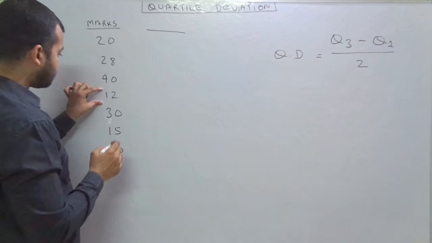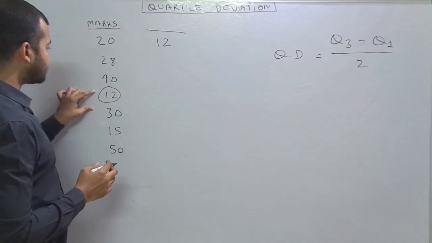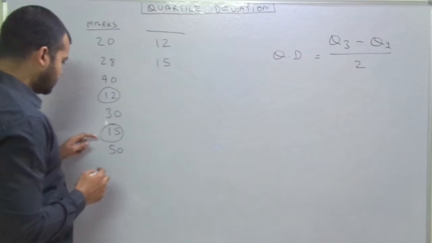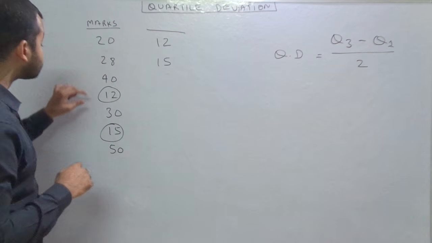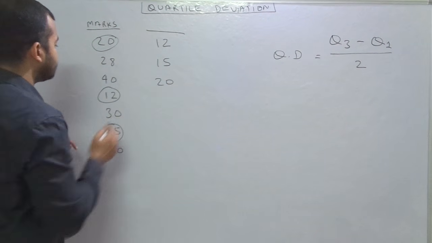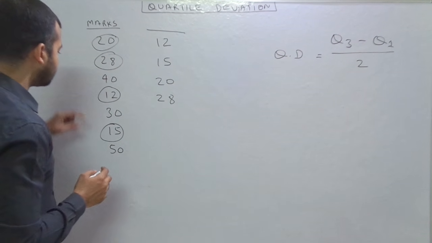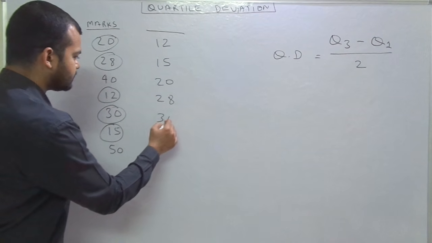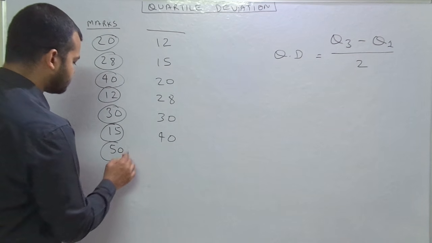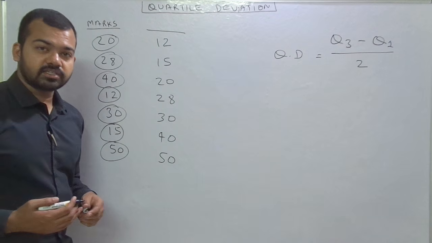After the arrangement, the first number comes as 12, so you have to write 12. Then the second is greater than 12, that is 15, so you write 15 here. Then the third is 20, you can write 20. After that 28 is the fourth number. Then 30, then 40, and the last one is 50. So this is the series arranged in ascending order.